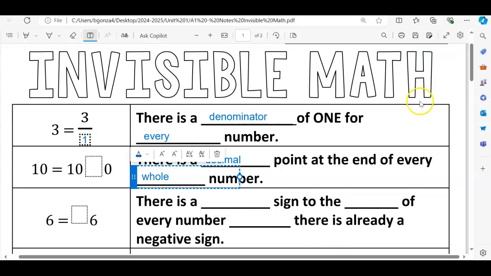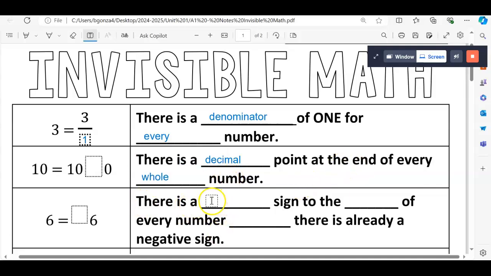Oh, yeah. So again, there's a decimal point at the end of every whole number. So 10 really is 10.0. Maybe you knew that. Hopefully you knew that. You don't always write 10.0, but you could, right? It's invisible math. That's why we call it that.